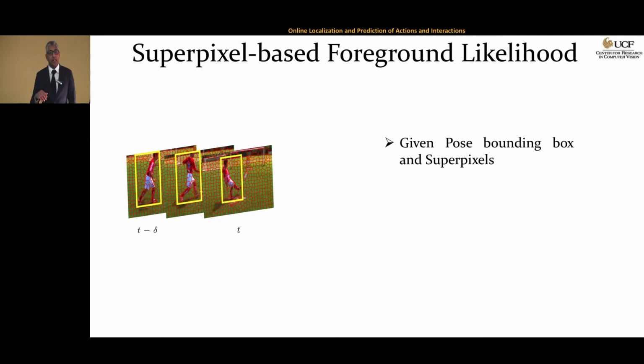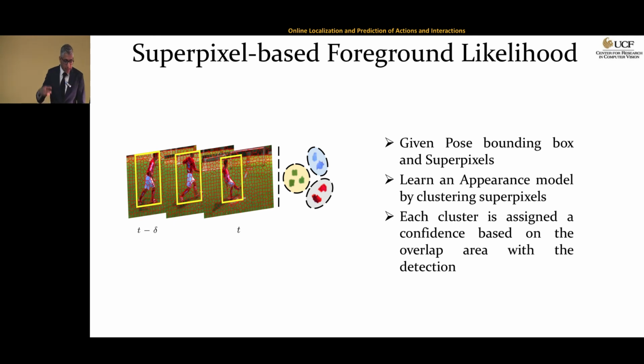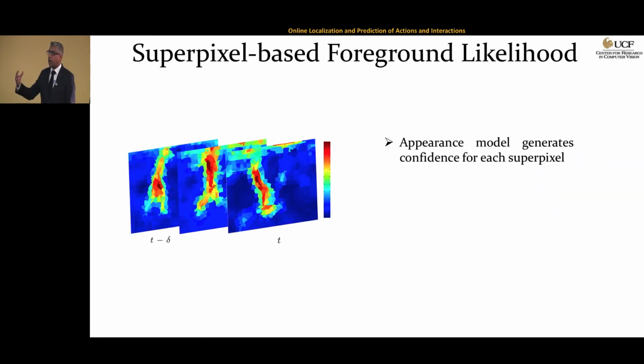So given all these superpixels as well as pose bounding boxes in each frame, we learn an appearance model, which says what is the most likely appearance of this particular actor performing the action, so that we can look for that same person in the next frame. The way that we do that is we have these superpixels, we cluster them together based on their appearance, and we assign a confidence to each one of those clusters based on what percentage of this cluster belongs to the foreground. And then we can use that as an appearance later on to generate a heat map or a confidence map such as shown over here, which says the more red it is, the more likely that this is the action with the same appearance of the actor, and blue says that it's most likely from the background.